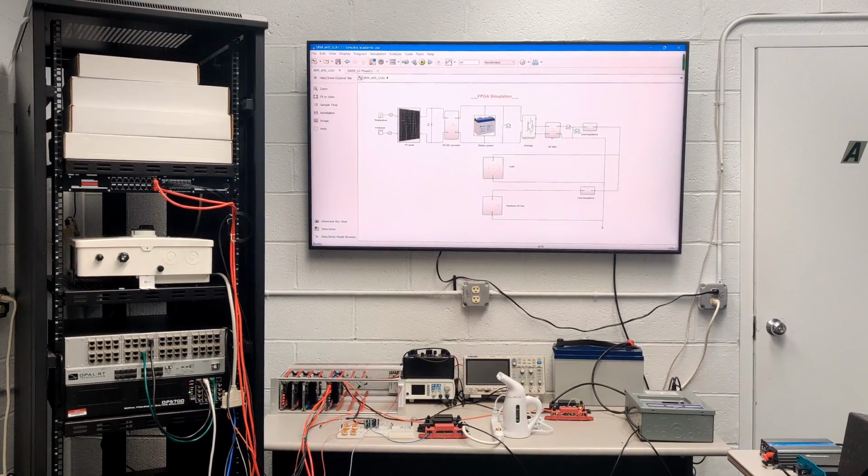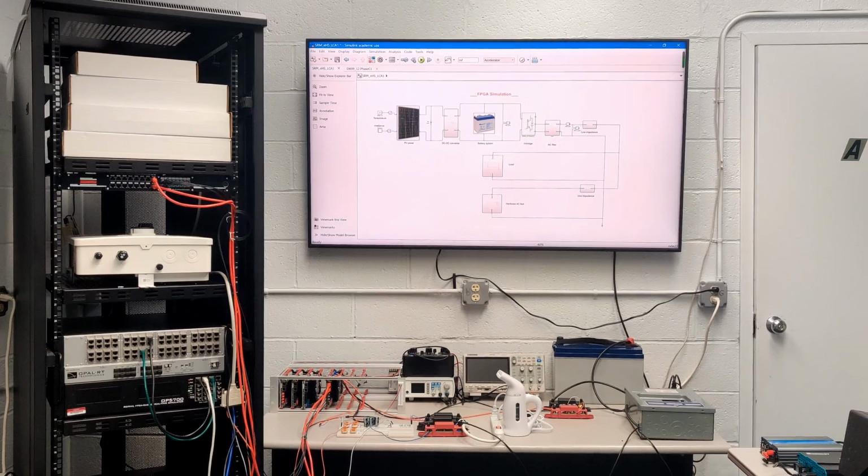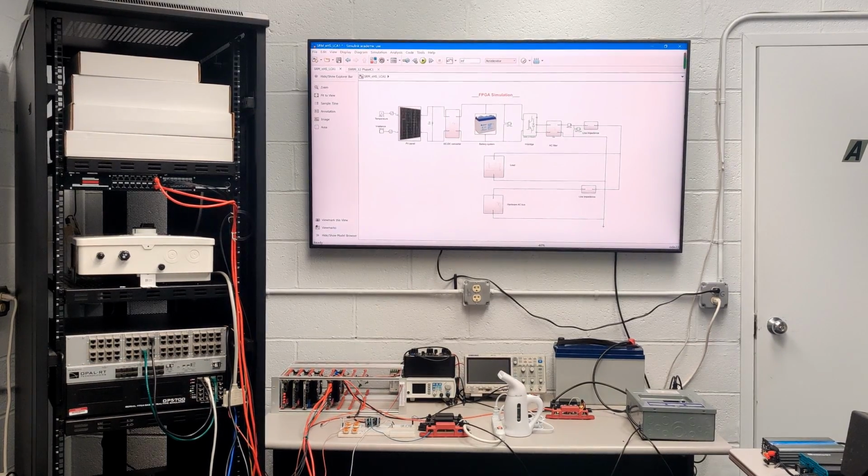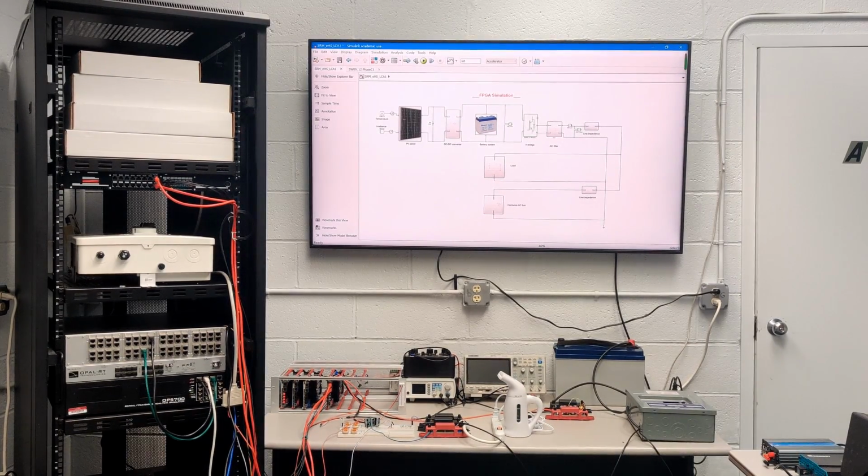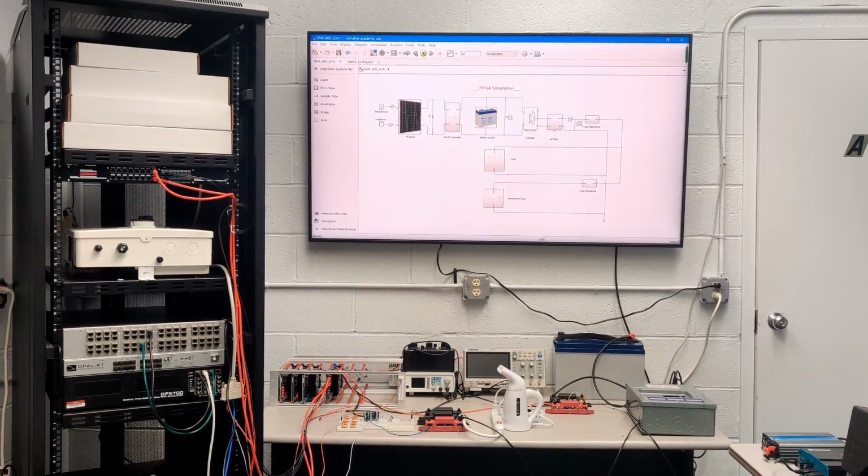It is a hardware-in-the-loop microgrid because it contains two parts, the hardware part and the software part, which interact with each other in real time.